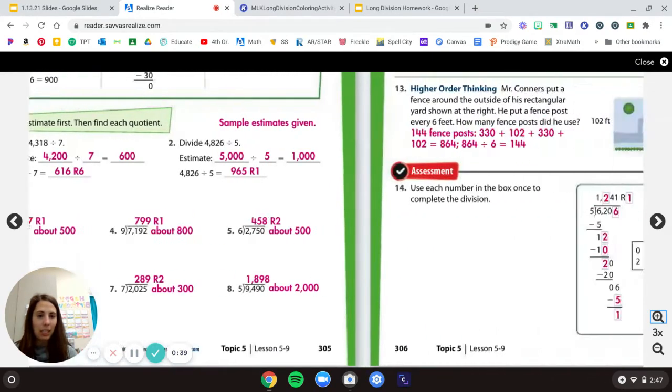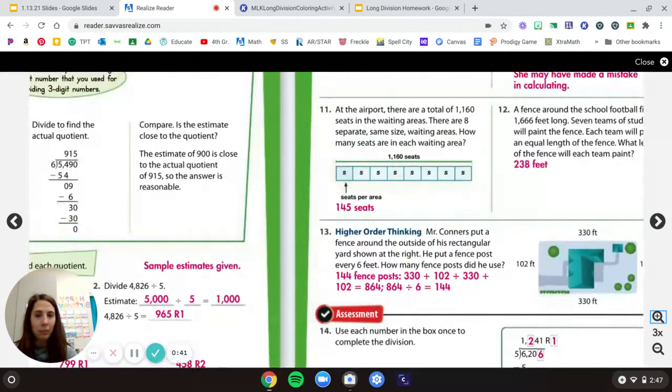All right, then on the back side, we had number 11. You needed to find out how many seats are in each little box or area. 1,160 divided by 8 gets you 145. Yes, you need the word seats. 145 seats. All right, so that was our homework from yesterday.